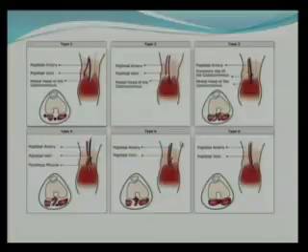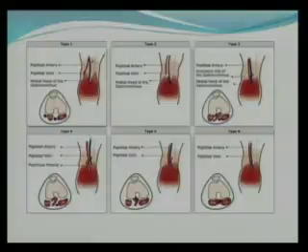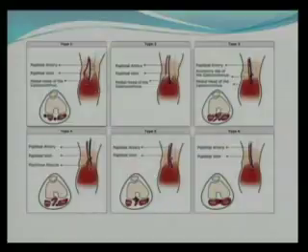So let's see the type 1. In type 1, just remember, this is the popliteal artery here. This is the popliteal vein. This is the medial head of the gastrocnemius muscle, and this is the lateral head of the gastrocnemius muscle. In type 1, the muscle is normal. However, the underlying popliteal artery is abnormal. It has a very abnormal medial course. So that is type 1 entrapment.